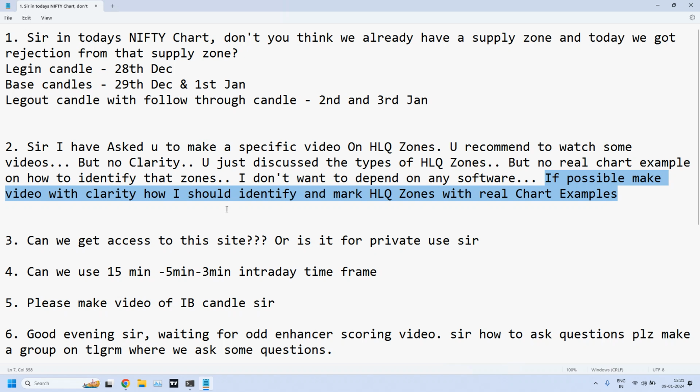For those especially who are currently learning the supply and demand zone price action course, I have suggested you go only for paper trading. Don't go for real trading.